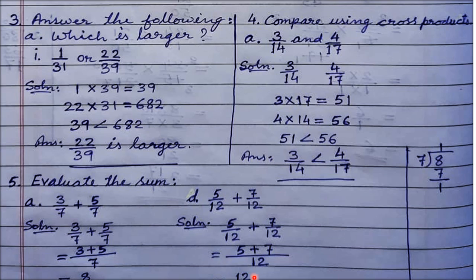Now when numerator and denominator are the same number, then always their value is 1. That means 12 divided by 12. So 12 divided by 12 is going to be 1. So at the end, we'll write our answer 1. So that is how you can start doing this exercise 5.2.